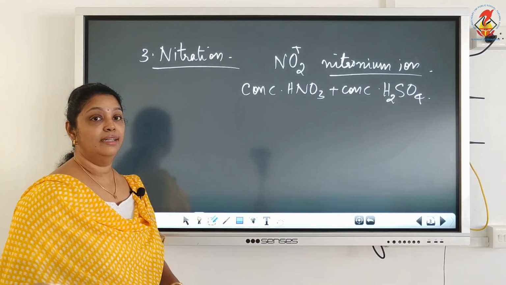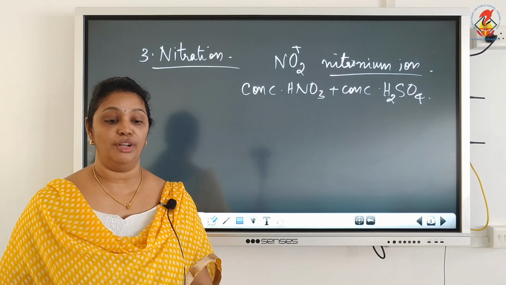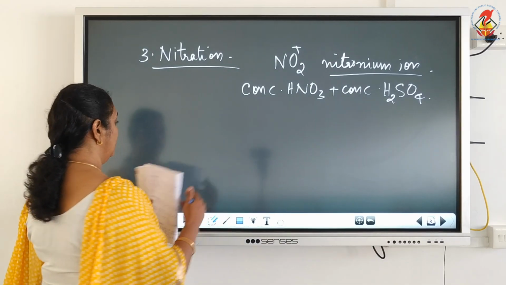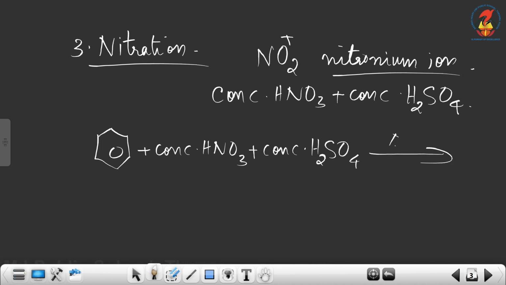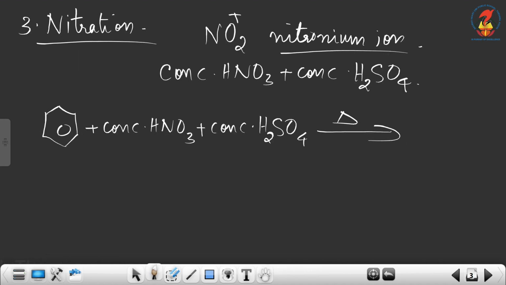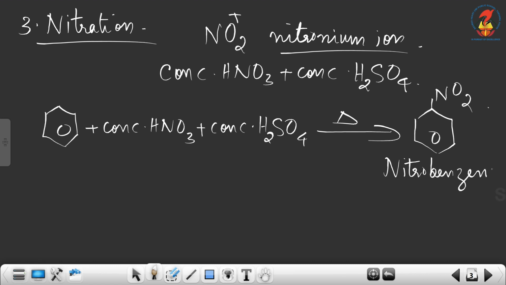Now let's write the equation for the nitration of benzene. The equation is benzene plus concentrated HNO3 plus concentrated H2SO4, heat. The nitro group is introduced to the benzene ring. So we get the product, nitrobenzene.